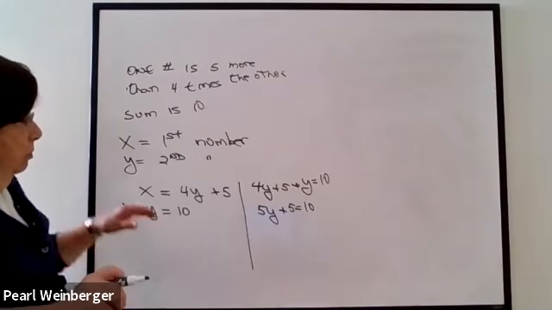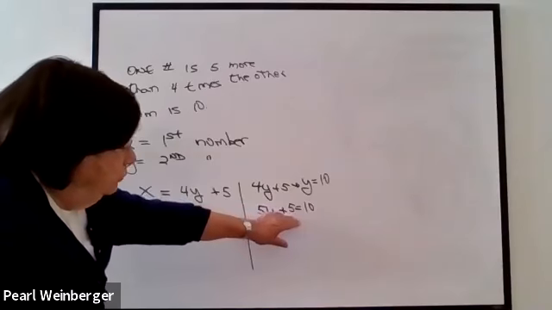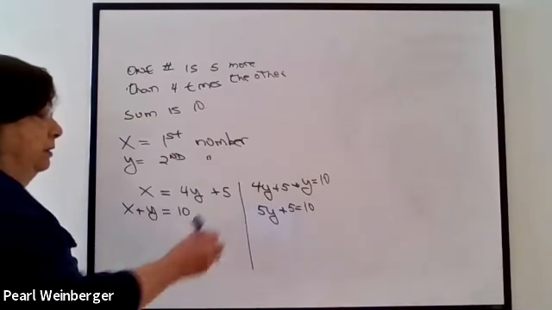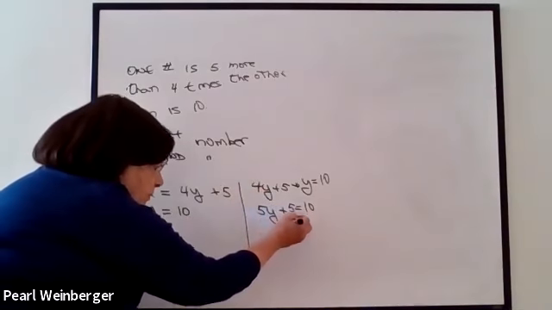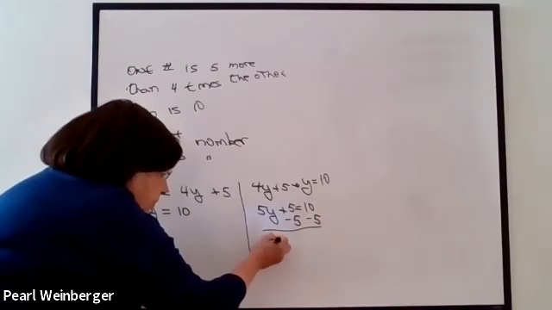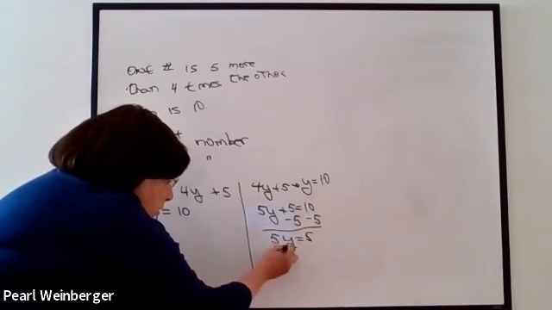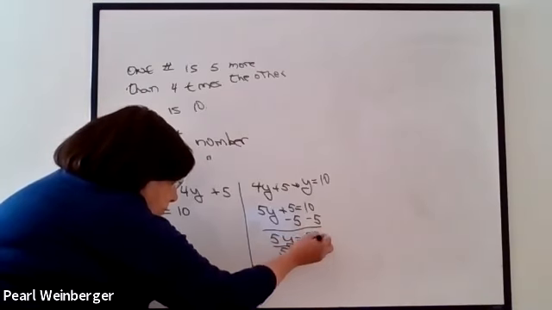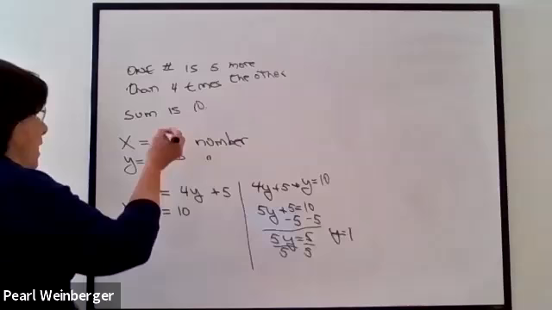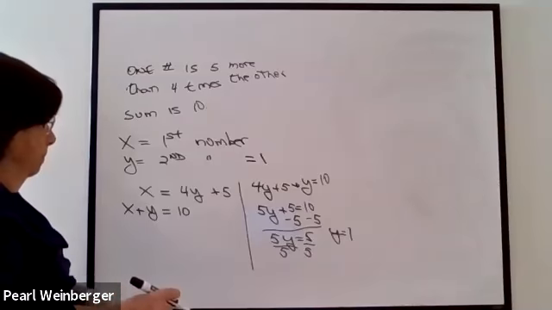Okay, so we now have 5y plus 5 equaling 10. And therefore, to solve this, I'm going to subtract 5 from both sides. This will give me 5y equals 5. When I divide both sides by 5, I get y equals 1. So I got the answer for my second number: the number 1.